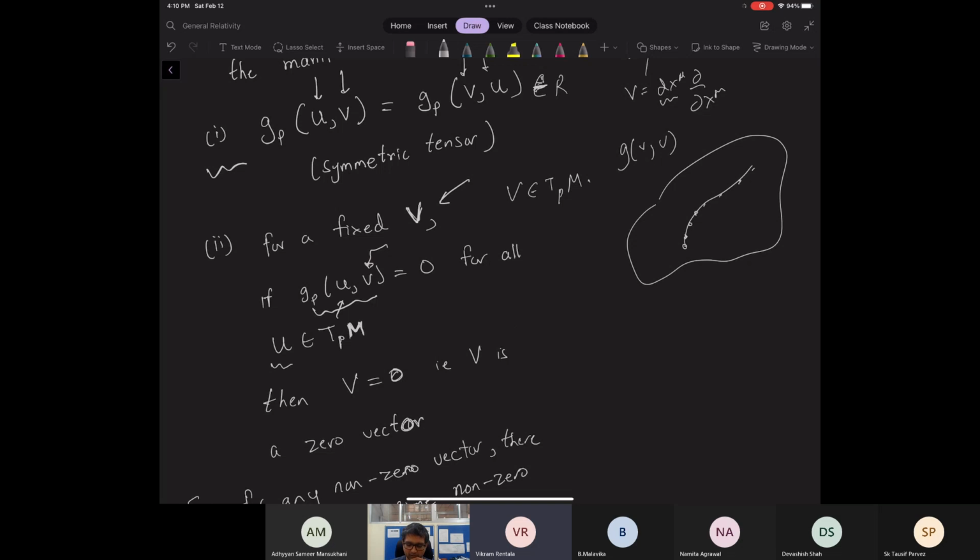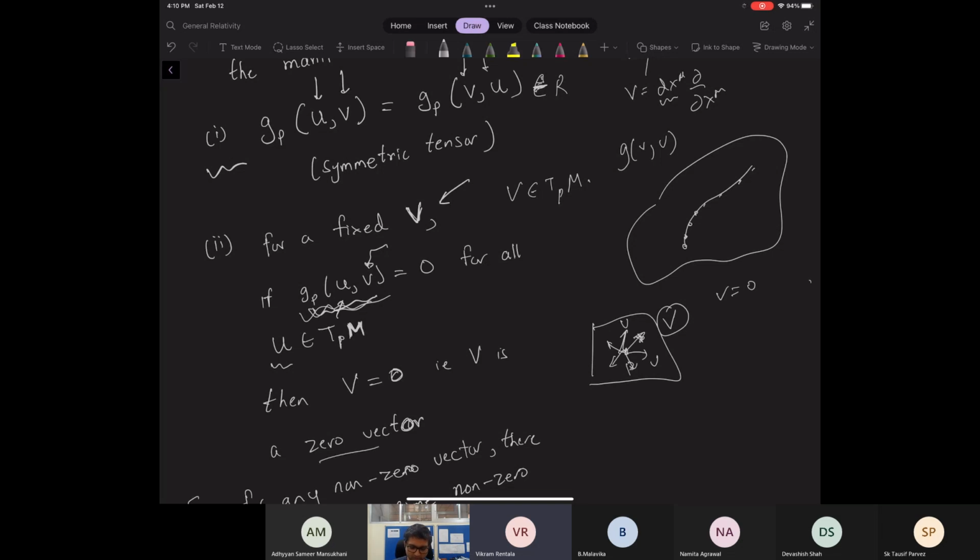What this means is you take a point P on the manifold, you pick a particular vector V, and now you take the dot product of this vector V with any other vector U in this vector space, by taking g_P(U, V). And if that is 0, no matter what your choice of U, the axiom is that that can only happen if V is a 0 vector.